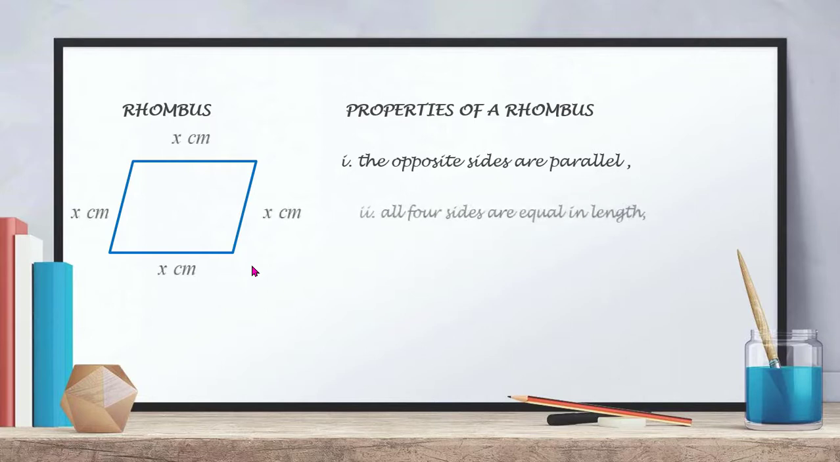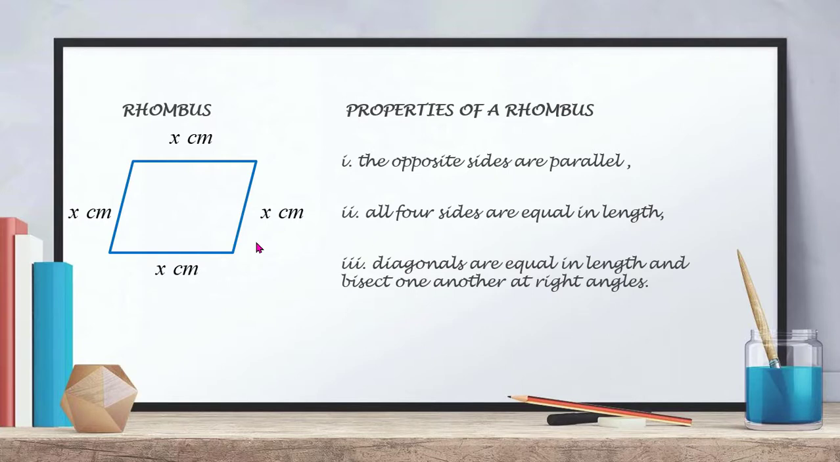Second property. All 4 sides are equal in length. If that is 10 centimeters, that will be 10 centimeters, that will be 10 centimeters, that will be 10 centimeters as well. All the sides have equal length in a rhombus.